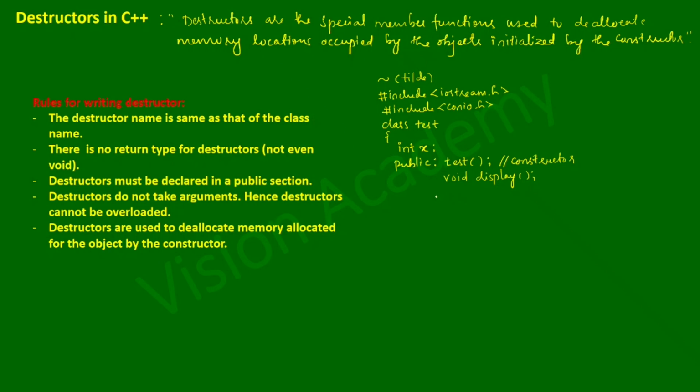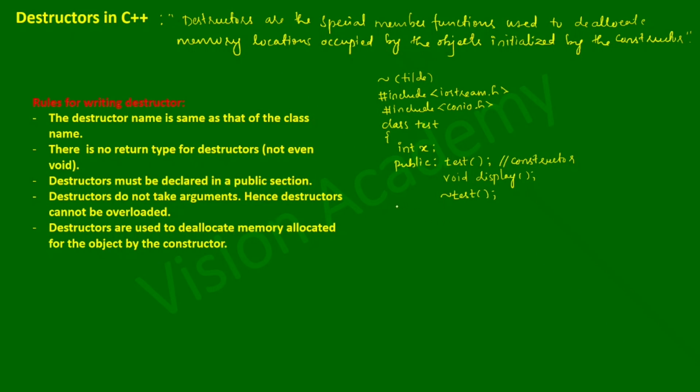Next, I'm going to write a destructor. As I just now said, it is preceded by a tilde symbol. Here I'm going to write tilde symbol, and you can go through the rules for writing destructor. The destructor name is same as that of the class name. There is no return type for destructor, not even void. Destructor must be declared in public section, and it will begin with the tilde symbol. So here I'm going to write tilde symbol test and then put semicolon.